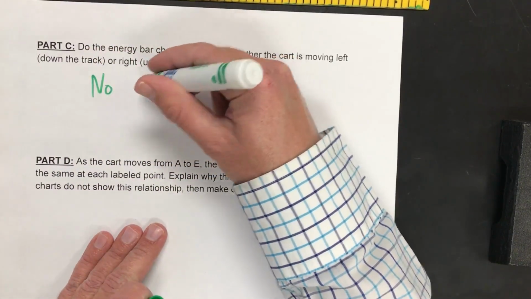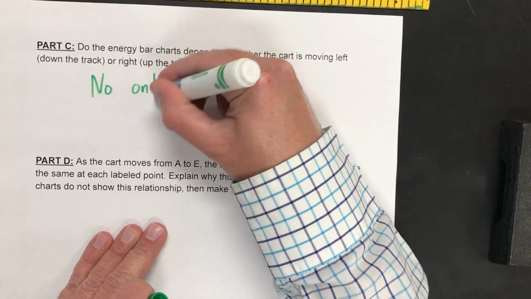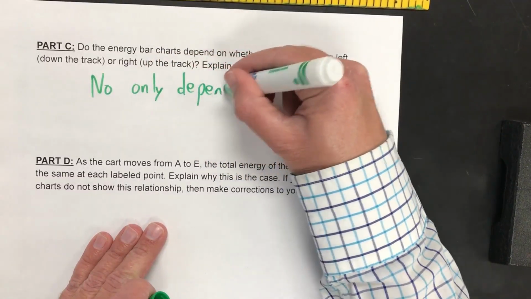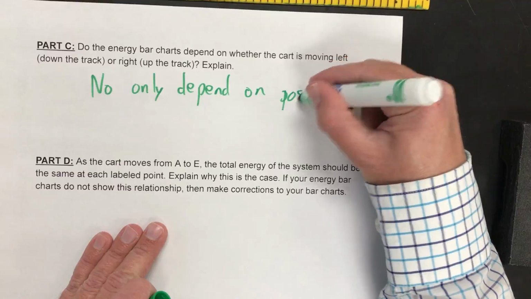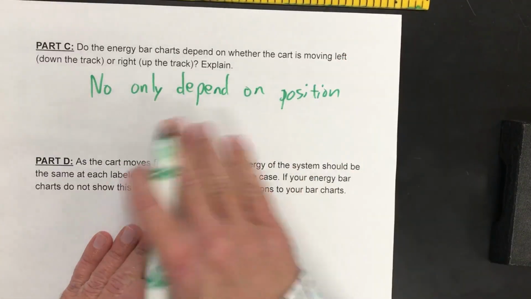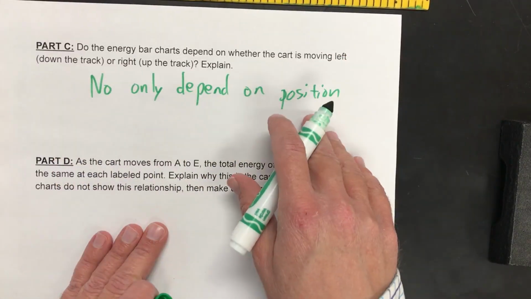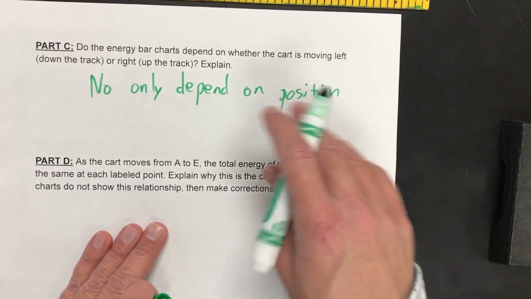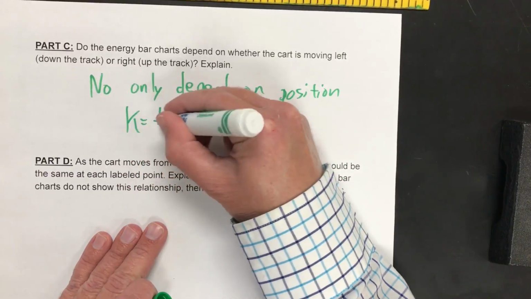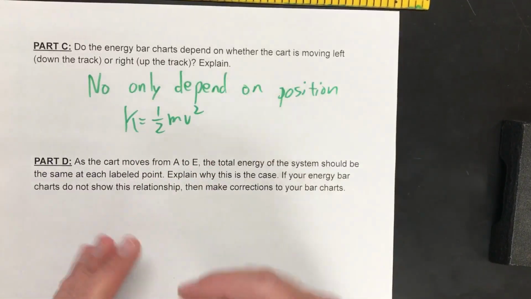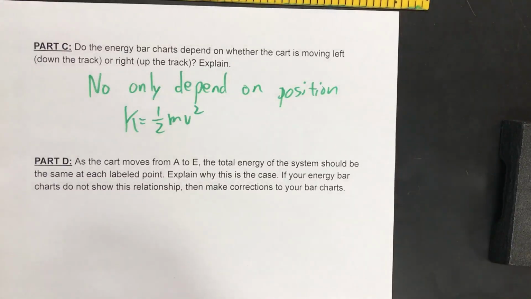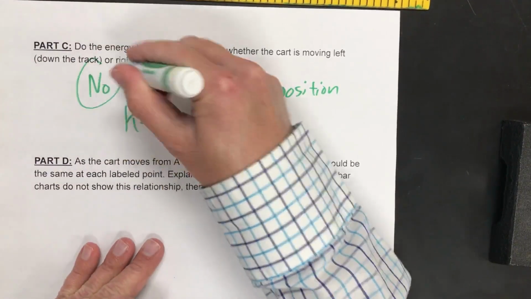All of those things only depend upon position. So the position affects the gravitational potential energy and the spring energy, and everything else is left over to kinetic. And by the way, for kinetic, the velocity gets squared, so it wouldn't matter if it was positive or negative. So no is the short answer there.